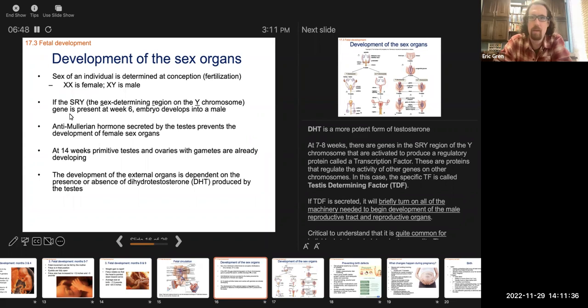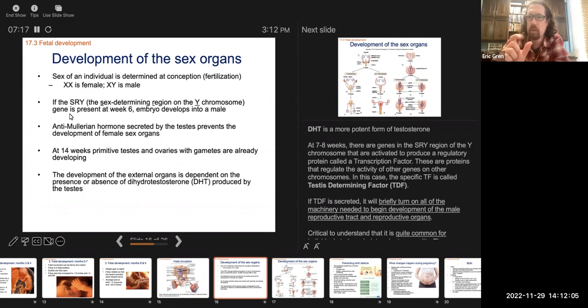Basically what happens is that at about the 7 or 8 week mark, so we're just about at the 2-month mark after fertilization, there's a narrow window of time when a certain set of genes on the Y chromosome become activated, and those activated genes produce a transcription factor that we call testis determining factor, TDF.